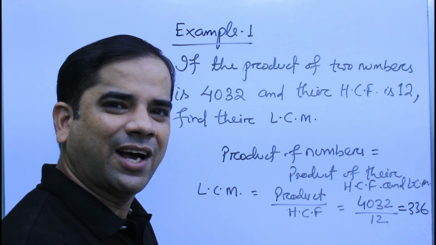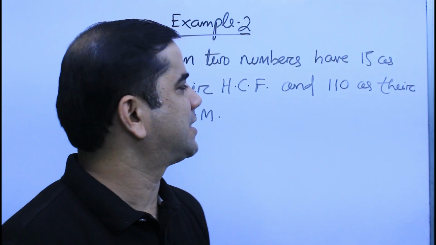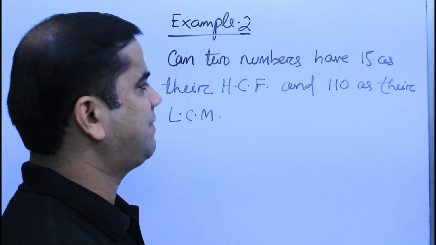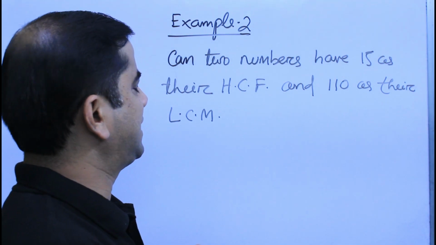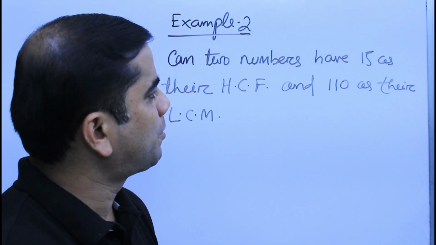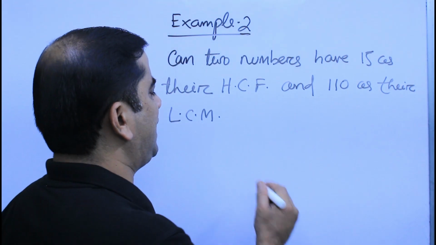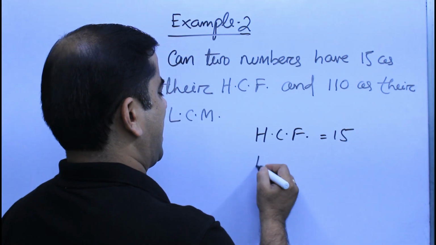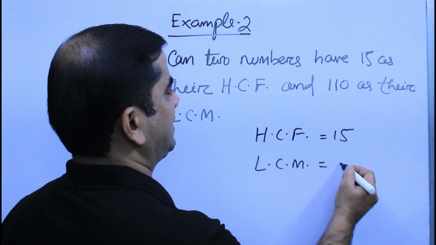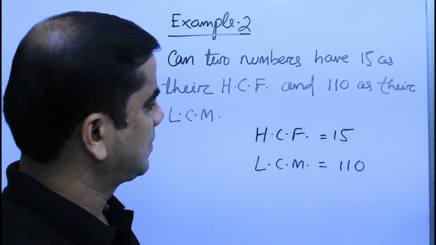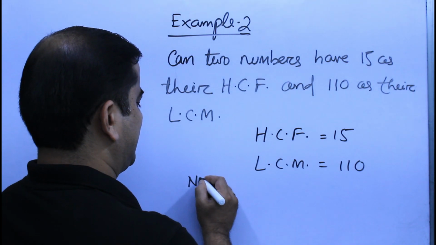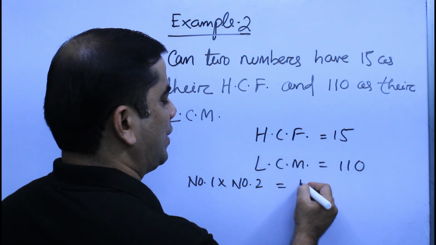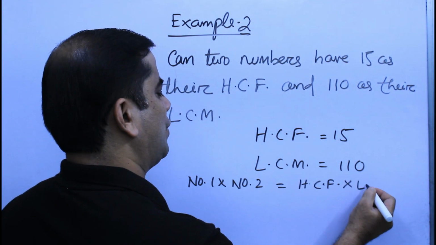Okay, let us now discuss another example. Students, let us now discuss this example. It says, can two numbers have 15 as their HCF and 110 as their LCM? How to solve this problem? See, we have only HCF, that is 15, and LCM, that is 110. And we know that number 1 into number 2 is equal to HCF into LCM.